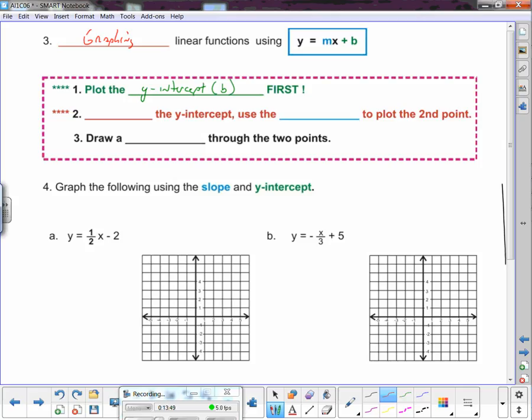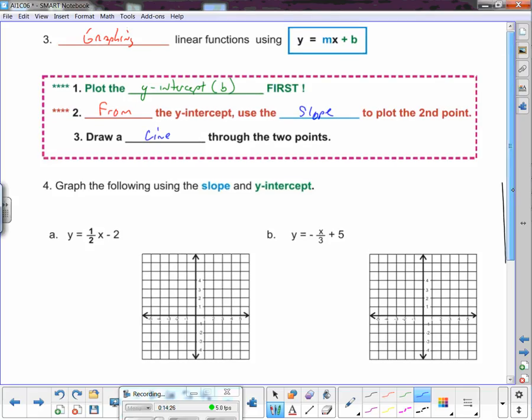This next part is what will goof up a student or two. From the y-intercept. Some students go back to the origin, and from the origin use the slope. It's from that point, that y-intercept. So from the y-intercept, use the slope to plot the second point. And then, of course, finish it by drawing a line through the 2 points.